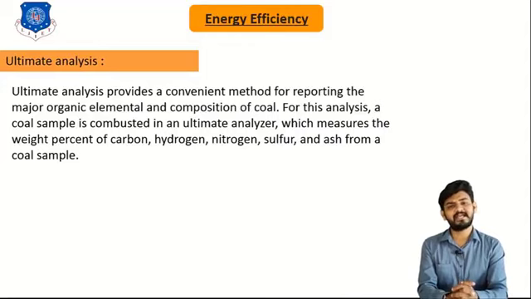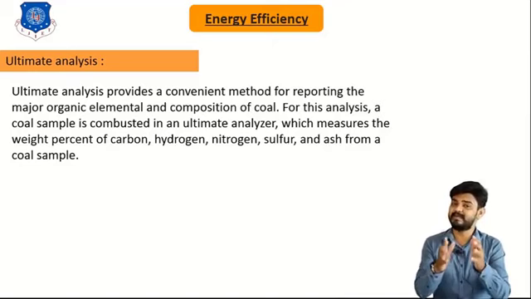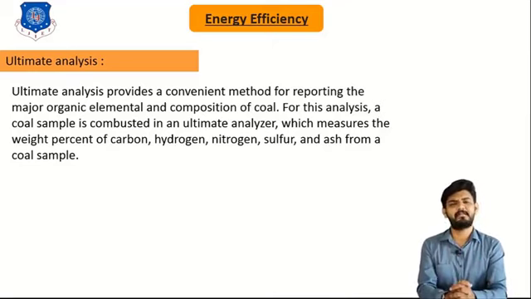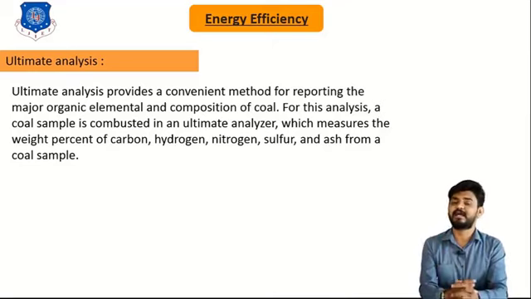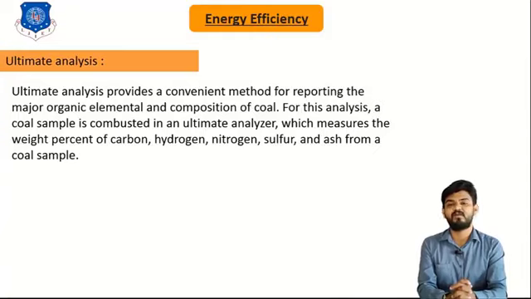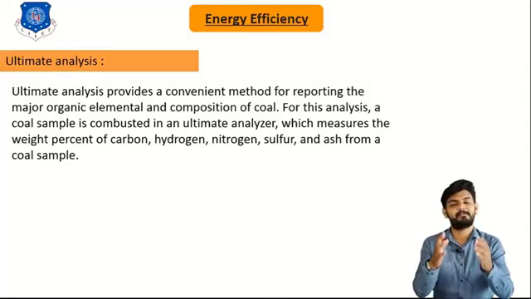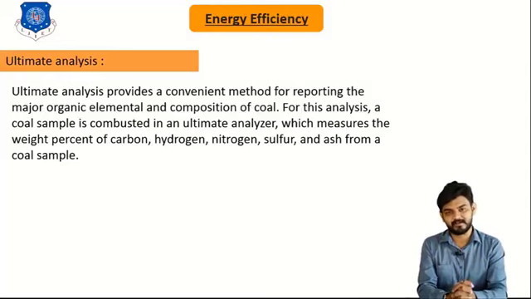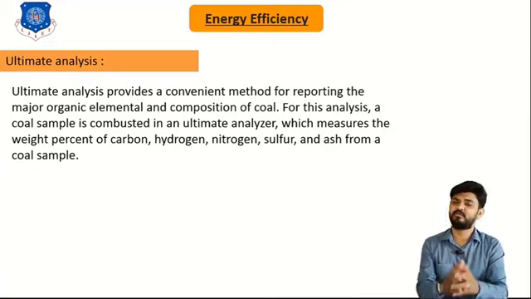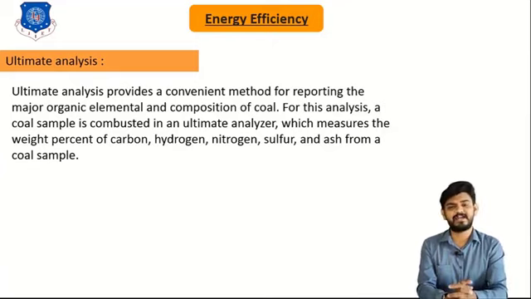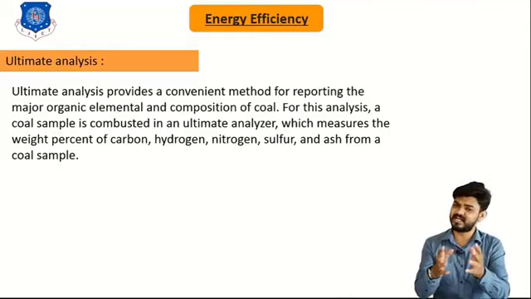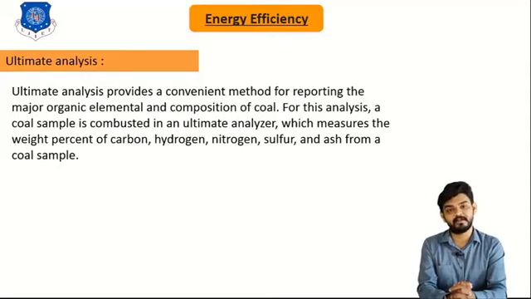For this analysis, a sample of coal is kept in the ultimate analyzer, where we measure different components that are present in the coal. This determination includes the percentage of total carbon, total hydrogen, total nitrogen, and total sulfur. The ultimate analysis also determines the ash content of a particular coal sample.